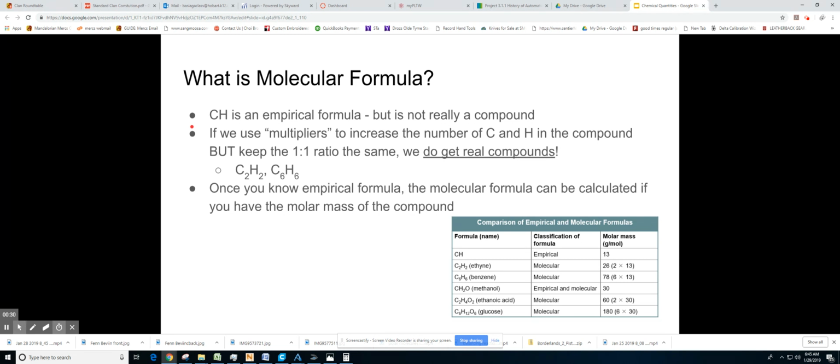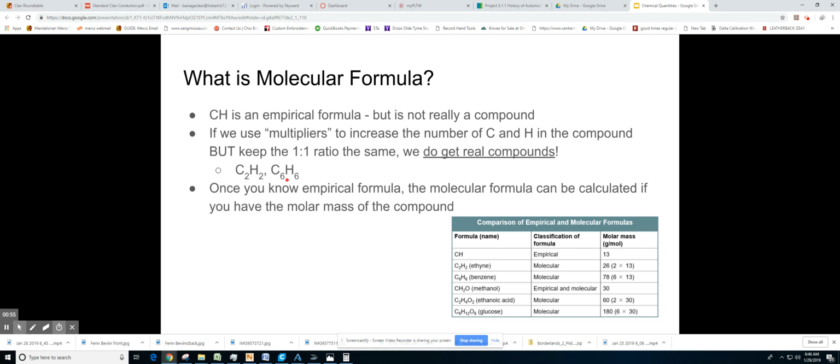However, if I can apply some type of multiplier to increase the number of carbons and hydrogens in my compound, but I still keep that 1-to-1 ratio, I do get real compounds. For example, I can have C2H2. I still have 1 carbon for every 1 hydrogen, right? I just have 2 of each now. The ratio is still there, and that's a real compound. Same thing with C6H6, okay?